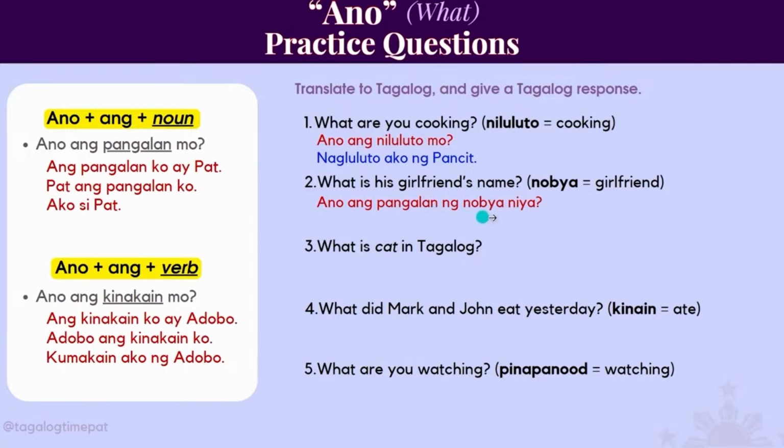You see how everything just kind of fits together, but it might not be in the order that we're used to in English. So just take note of this. It would be, ano ang pangalan ng nobya niya? That's how you would say that. Response, Sara ang pangalan niya, or siya si Sara. Something like that, okay?